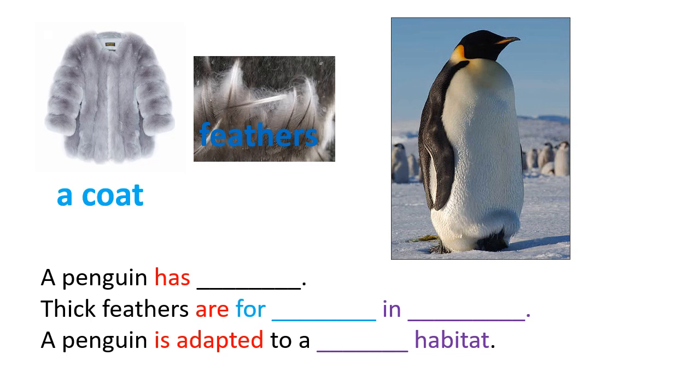So a penguin also has feathers. Feathers are another adaptation. So fill in the blank. A penguin has thick feathers for what? In what kind of habitat? Wet habitat, dry habitat, cold habitat, hot habitat. What do you think?